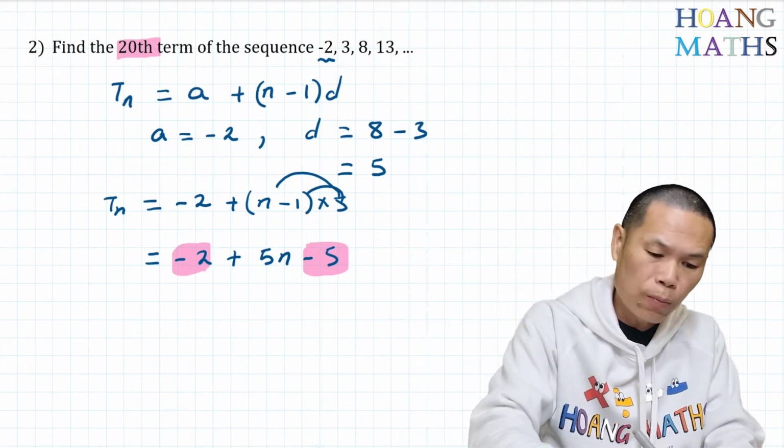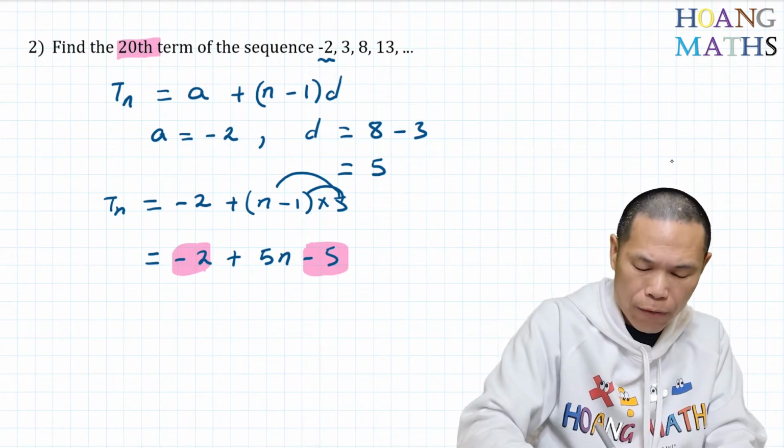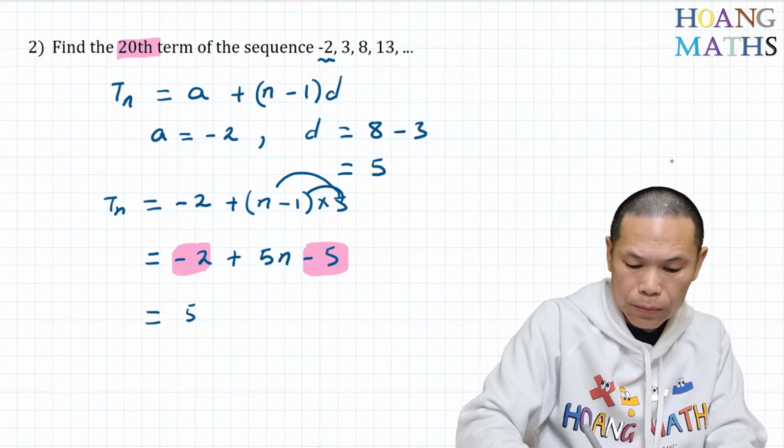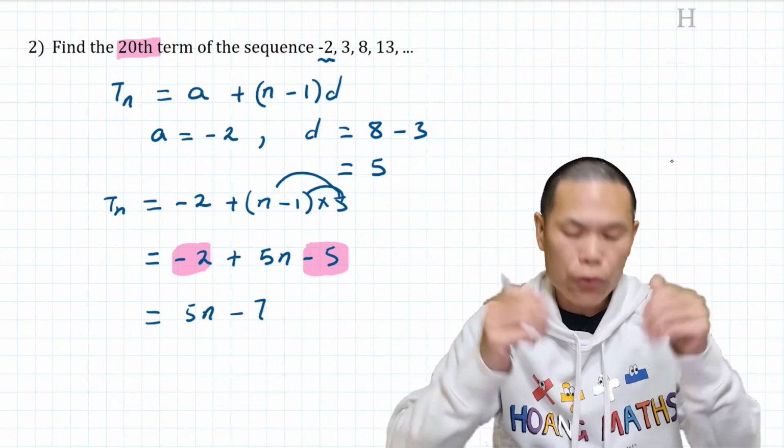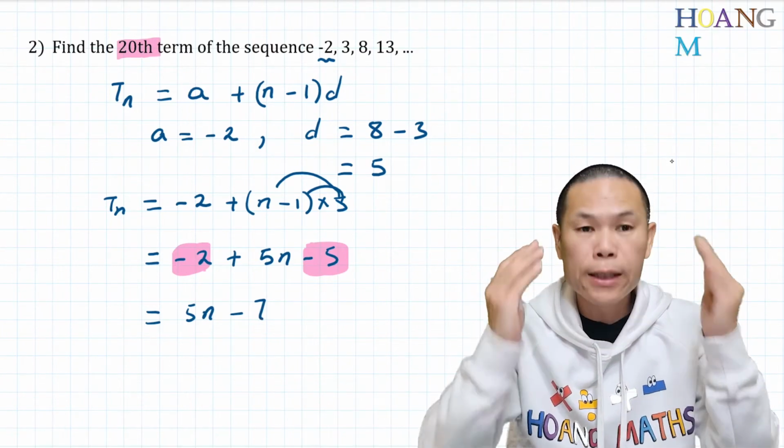So now what I do, I'm going to write 5n minus 7. So there you go. This is the rule for this sequence here.